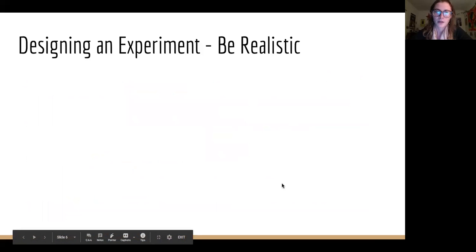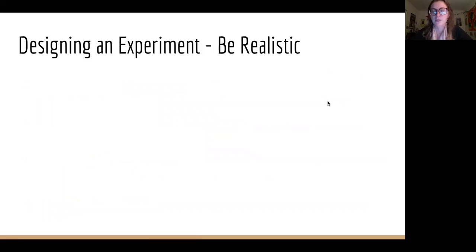So when you're designing an experiment, it's important to be realistic and to not overextend yourself. And you can always change it as you go if you realize that that was kind of crazy.